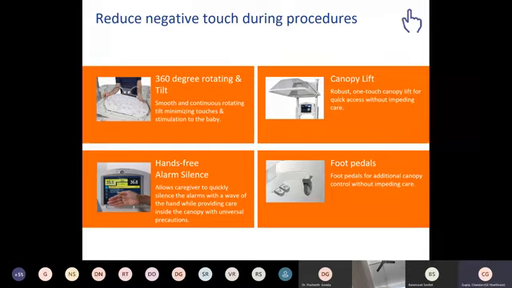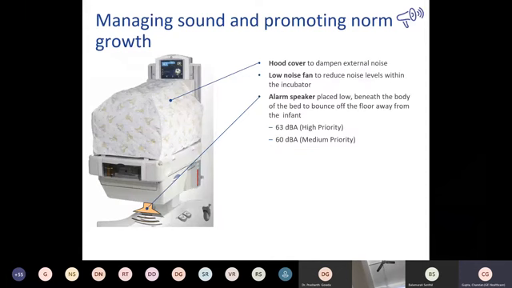Now how can the design help to reduce the number of touches? So this 360-degree rotating mattress, translating mattress, hands-free alarm silence, the foot paddle, the canopy lift. There can be different features which reduce the total number of touches, and also the total touch time whenever you are touching. As a result, you reduce the touch stress.